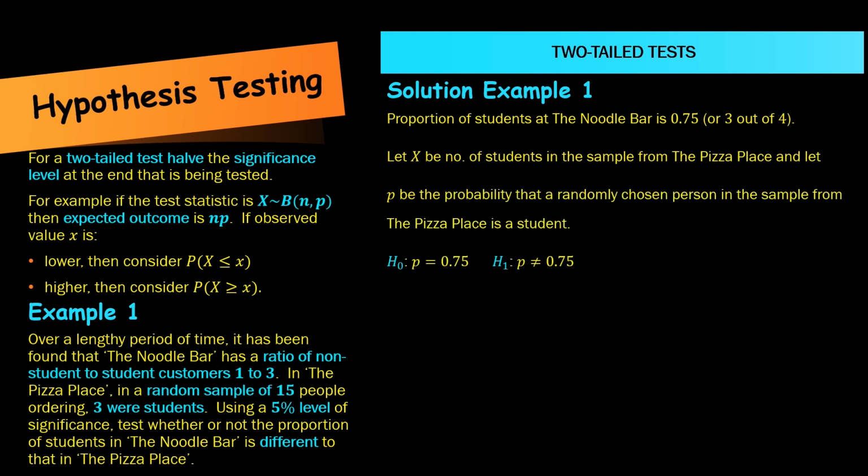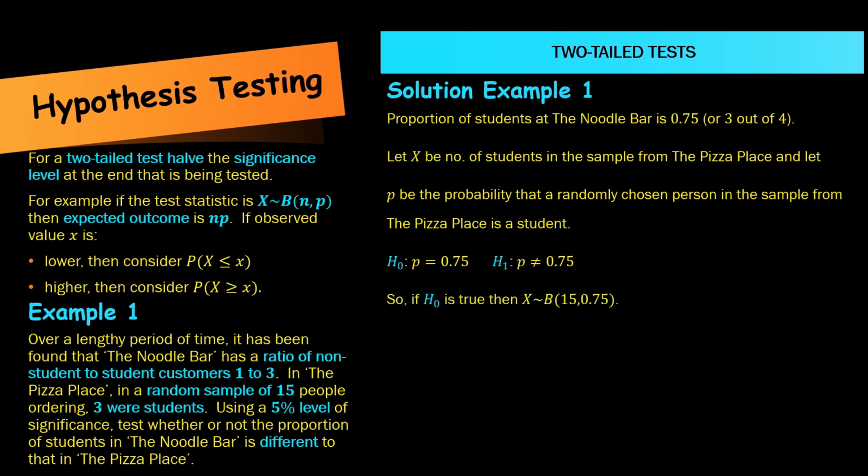The null hypothesis is p equals 0.75 and the alternative hypothesis, H1, is p not equal to 0.75. So this is where we get the 0.75 from. It's the proportion of students at the noodle bar. And this is what we're testing for. We're testing to see if the proportion of students in the noodle bar is different to that in the pizza place.